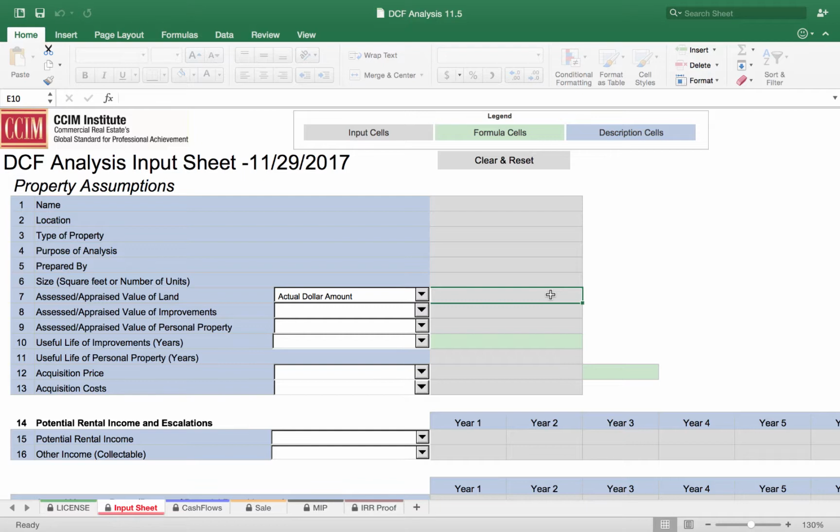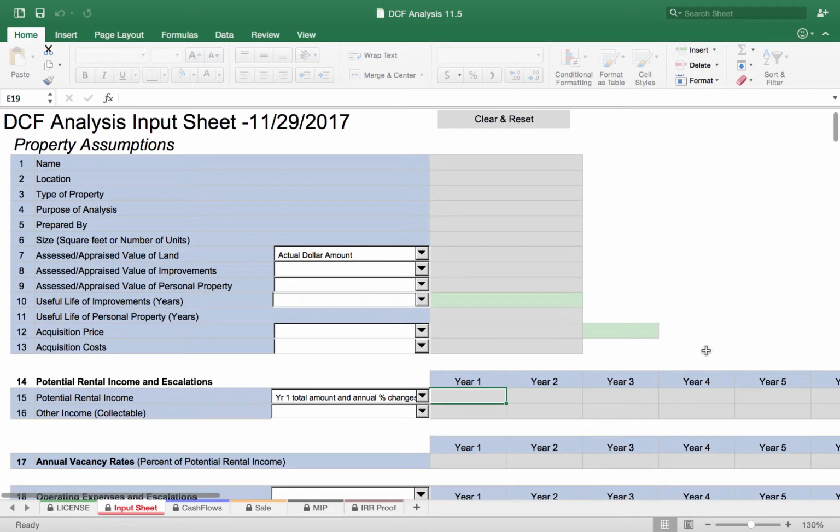The third tip is to understand what those drop down choices actually mean. So most of them are fairly self-explanatory, but if I drop down here to line 15, potential rental income, you'll see several choices. Understanding what those choices mean and how the cells need to be entered after you choose that descriptor will make your life much easier when using this workbook.